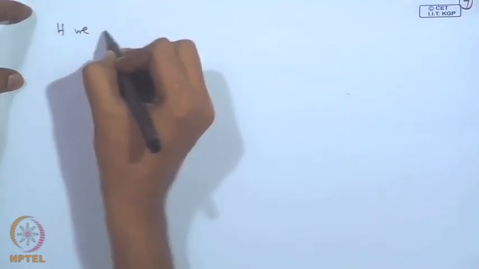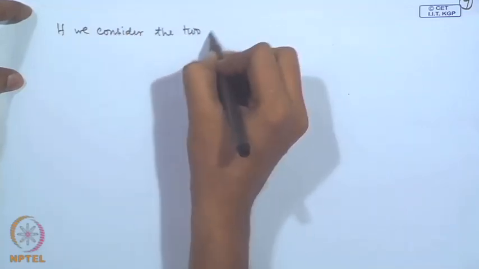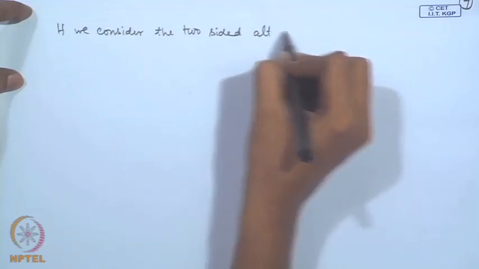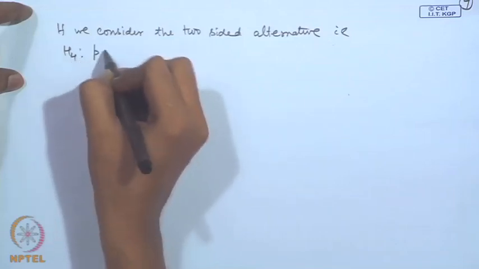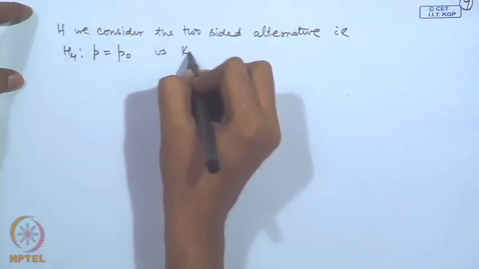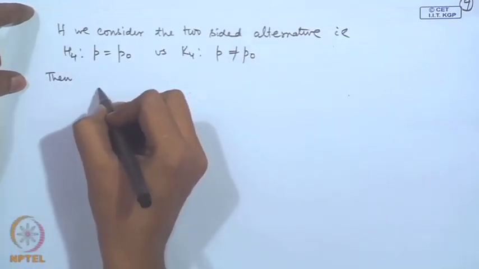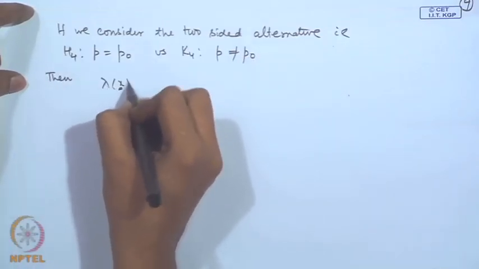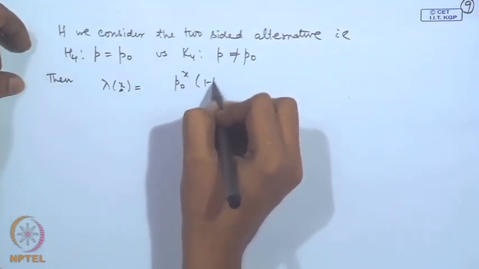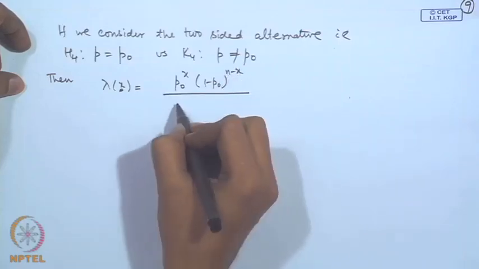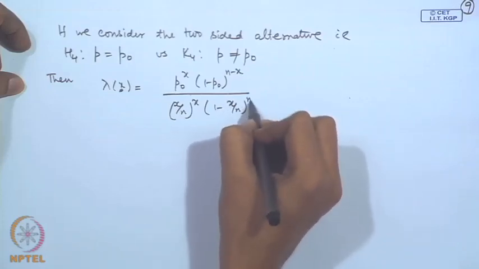If we consider the two sided alternative, that is H 4 P is equal to P naught against K 4 P is not equal to P naught. In that case, lambda x, that is equal to simply P naught to the power x 1 minus P naught to the power n minus x divided by x by n to the power x 1 minus x by n to the power n minus x.